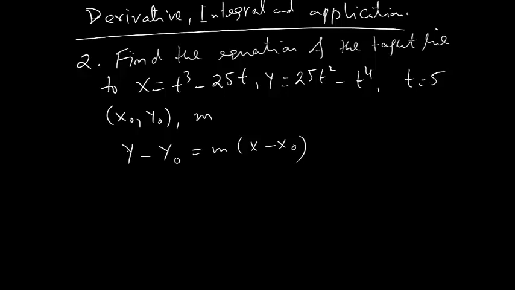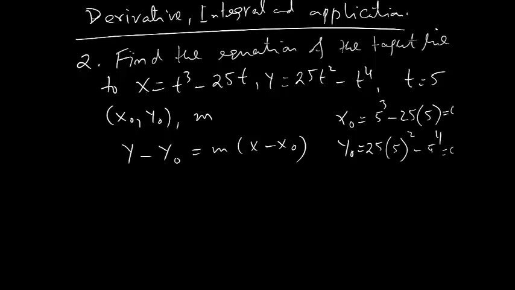Now let us see what is x0. So x naught is actually from here. So t is 5. So you can say 5 to the 3 minus 25 times 5. That gives me 0, right? 5 to the 3 is 125 and 25 times 5 is 125. So x naught is 0. Y naught. So I plug it here for y: 25 times 5 squared minus 5 to the 4. That is also 0, right? 25 times 5 squared is 625 and 5 to the 4 is also 625. So (x0, y0) is (0, 0).